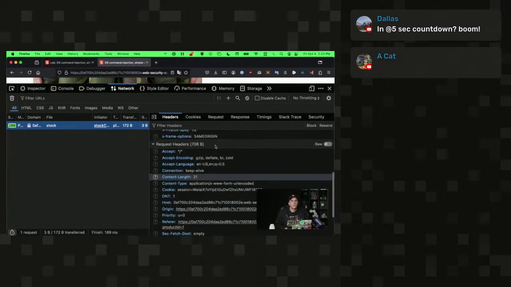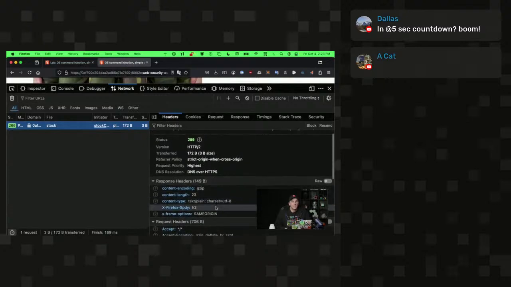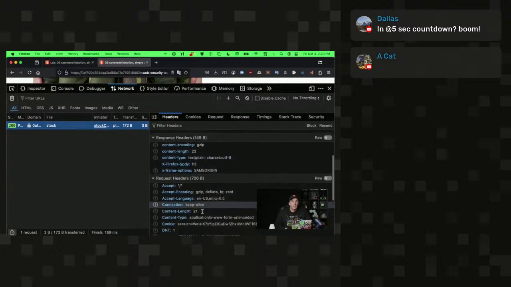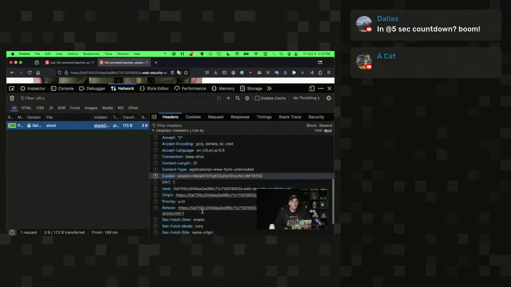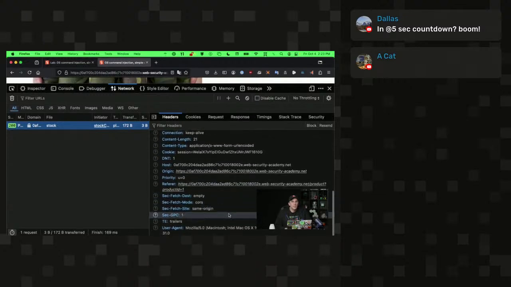And this is the actual request that went out. We can see that it's an HTTP request, content length. We can see other information. We can see the referer. And basically, we're trying to see any information we can manipulate here.